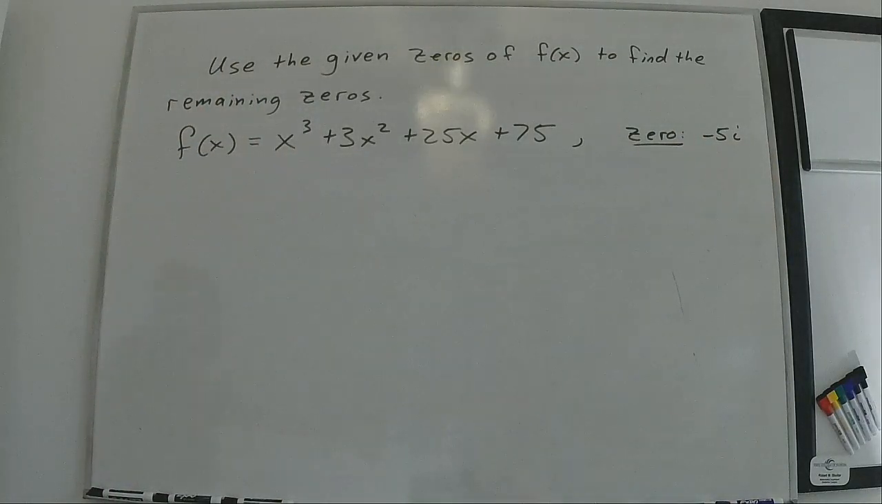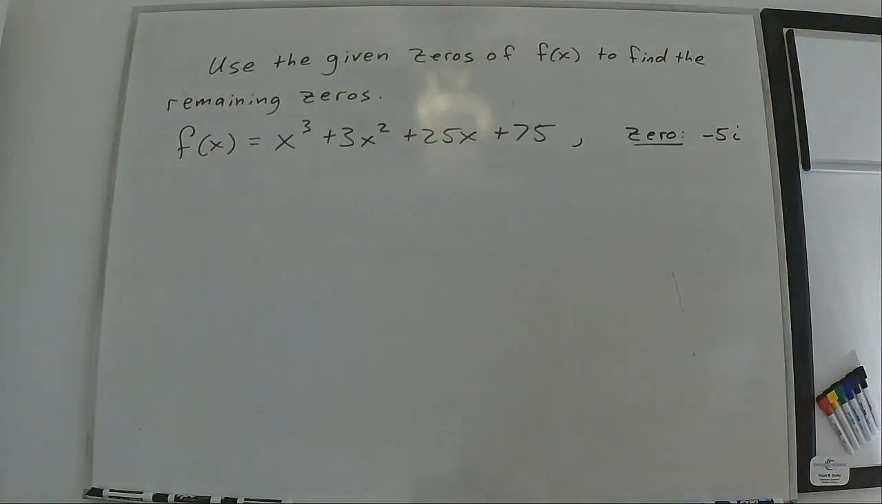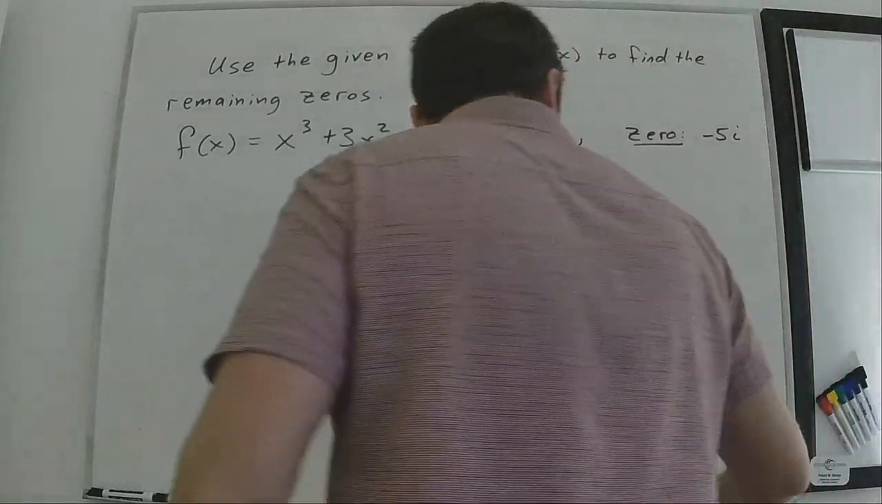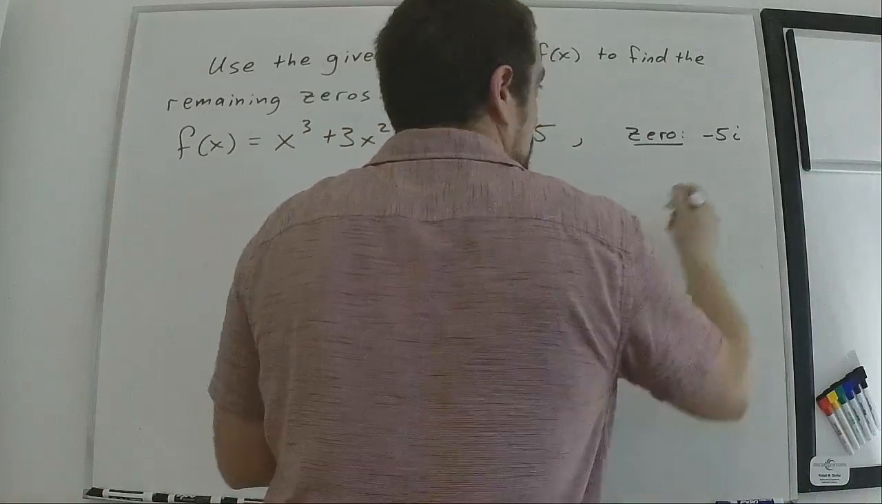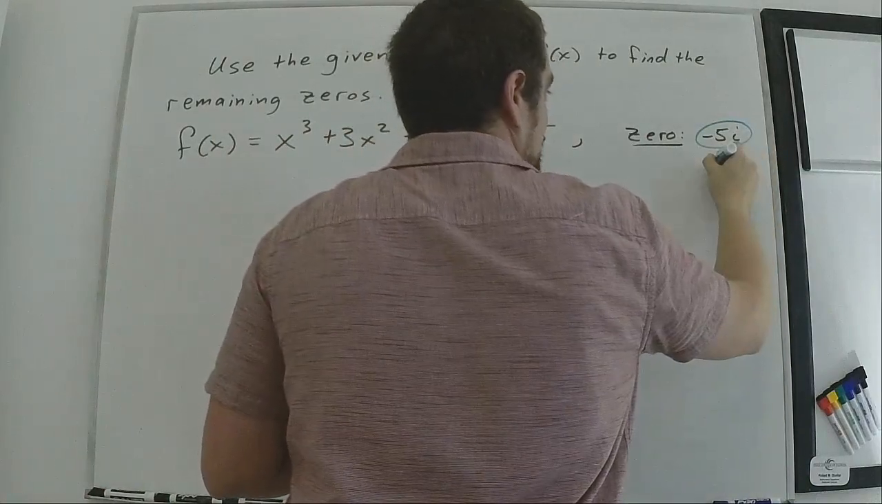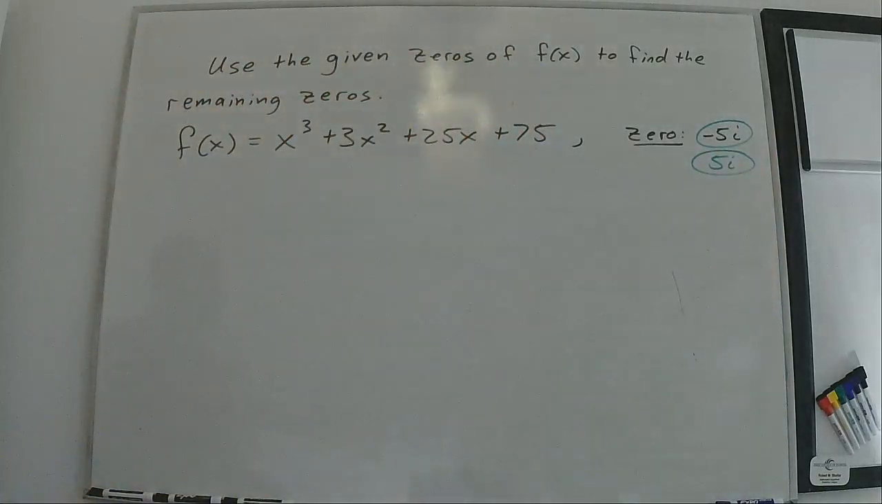So here's a situation where you've been handed a polynomial function and they have asked you to find the remaining zeros based on at least a little bit of helpful information, like one of the zeros is negative 5i. So the question is, can we do it? Well, we can definitely find one really quickly. We can say that the other zero that goes along with this imaginary zero, negative 5i, is going to be at positive 5i. So we can very quickly pick up another zero, which is great.